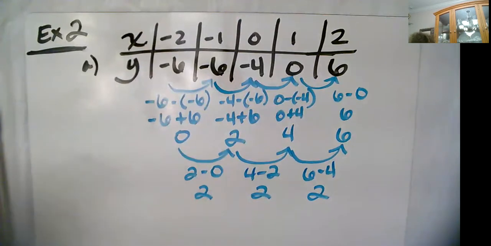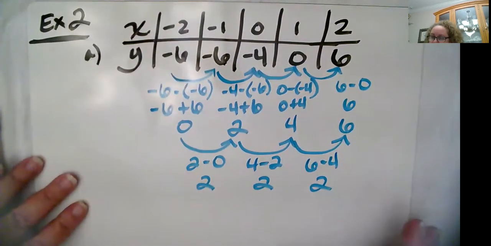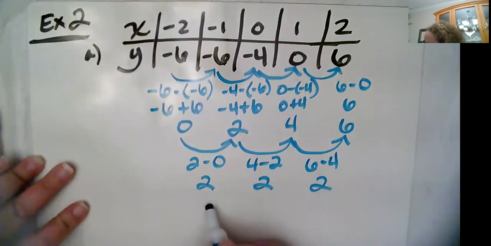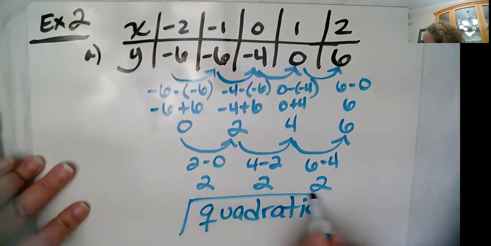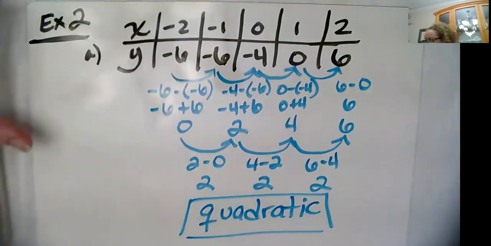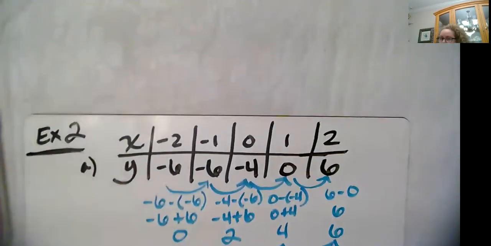We didn't have to write an equation. We just had to determine whether or not it was linear, exponential, or quadratic. So this is quadratic. So that's the first one, part A.